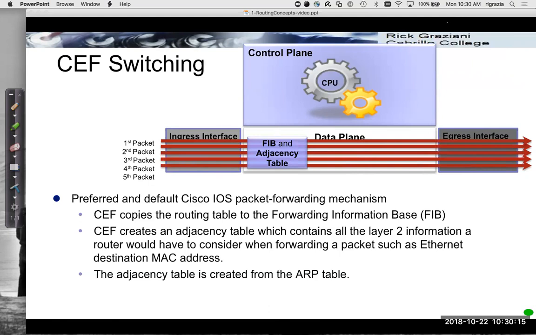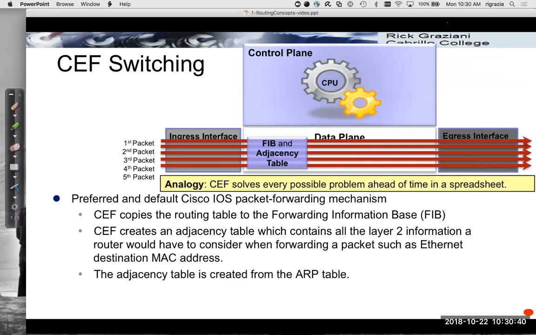Now, if that information is not in the FIB and adjacency table, then it will have to be, we say, punted, handed off to the control plane, which will then process it and then inform the FIB and adjacency tables of that information so it doesn't have to handle it next time. So the FIB and adjacency tables can handle it the following time. Okay, so this is like CEF solving every possible problem that you can think of ahead of time, keeping it in the spreadsheet so when those problems come in, you've already solved them. You've already got the answers.